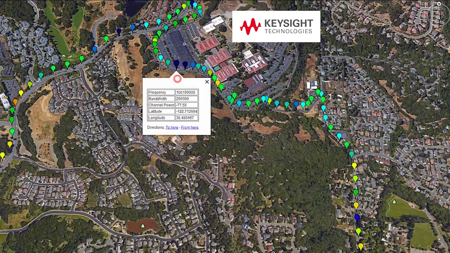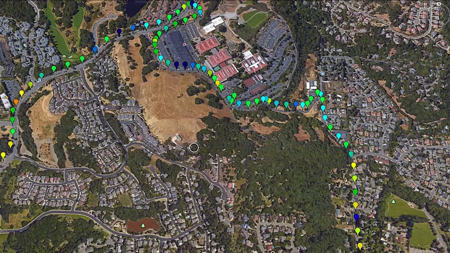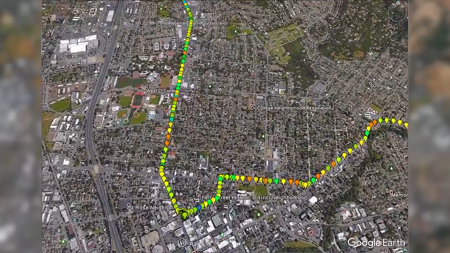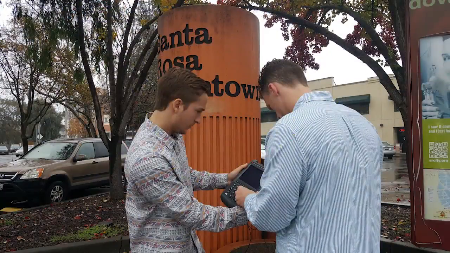We started our journey up by key site, and we'll notice that the markers there are a little colder. They're more in the blue range. And that's indicating that the channel power at the frequency we're looking at was actually lower. And we're looking at a specific radio station right now, which is 100.1 FM. We traversed towards the downtown area and actually made our first stop in downtown Santa Rosa.